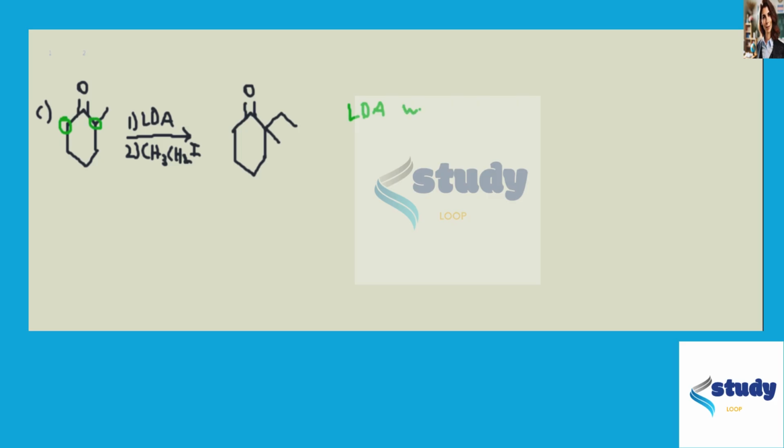So LDA will deprotonate the less substituted alpha carbon. Okay, and so we're trying to accomplish this alkylation on the more substituted alpha carbon of our two alpha carbons here. So there are other ways that we could do this.